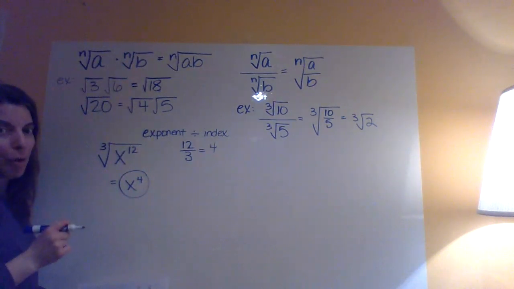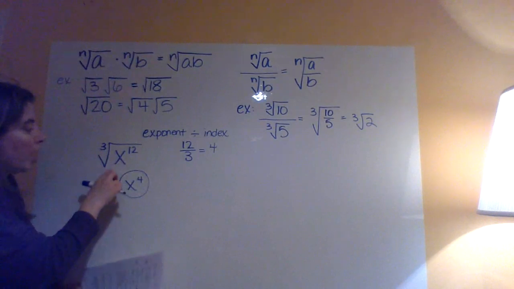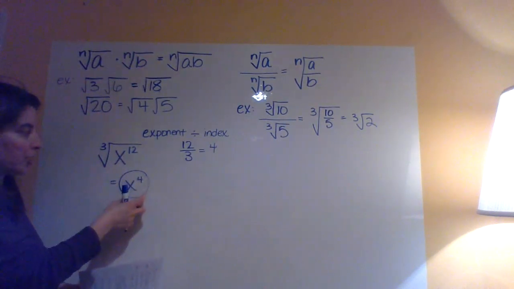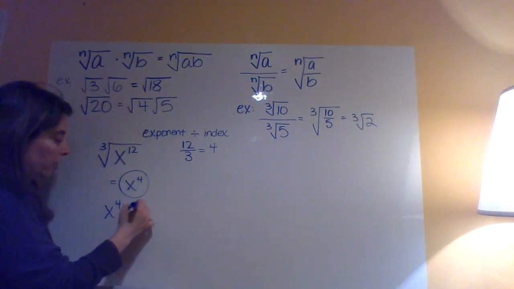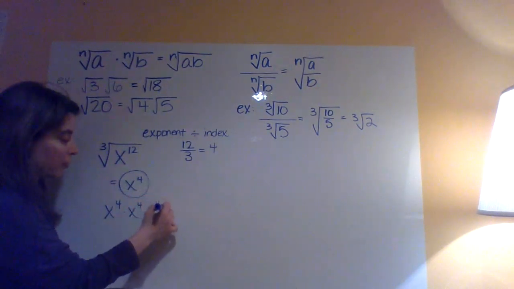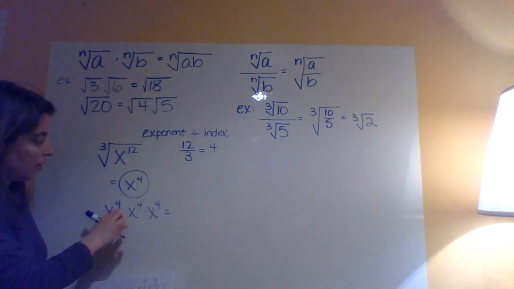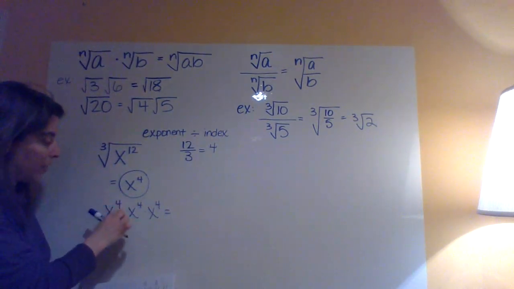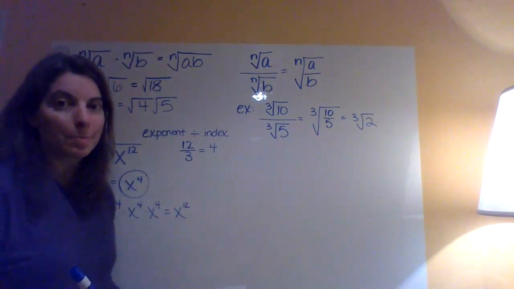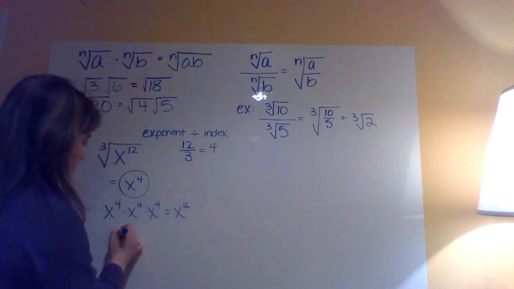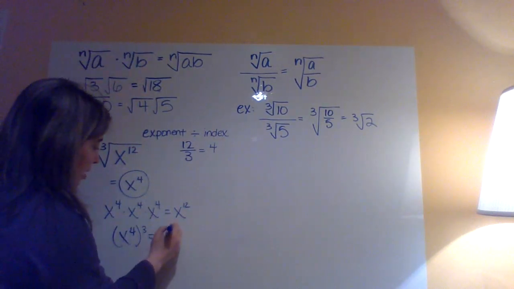So think again about what this is asking. This is asking what number, or in this case, what expression, multiplied by itself 3 times equals x to the 12th. Well, if I try that, if I multiply that by itself 3 times, remember with my product rule, I add these exponents and I'm going to get x to the 12th. Or I also could have written it like this, x to the 4th to the 3rd. Now I multiply these either way.